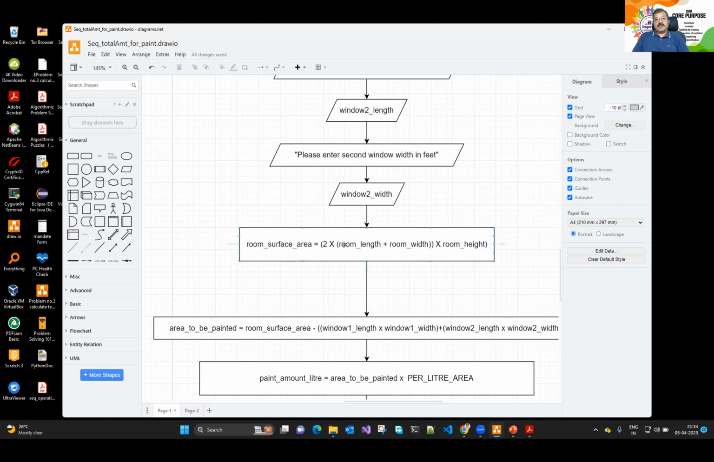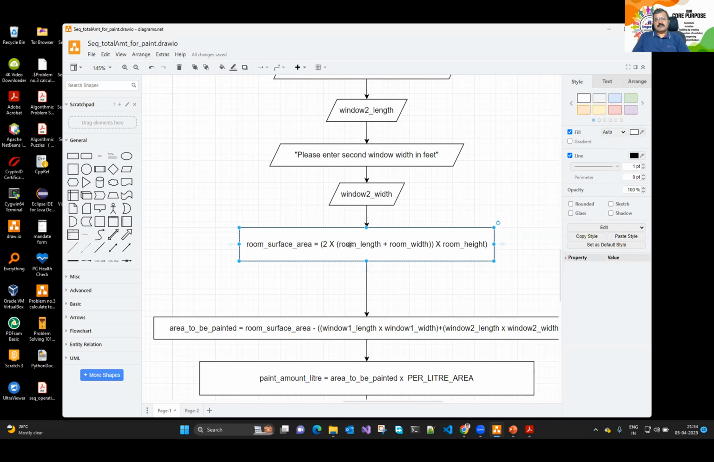So what will happen over here? It will be room length into height plus room width into height. Sir, again wrong. Twice of that, it says. Will this give the right answer? No, sir. Yes or no? No, sir. How do you simplify the formula that she had written?